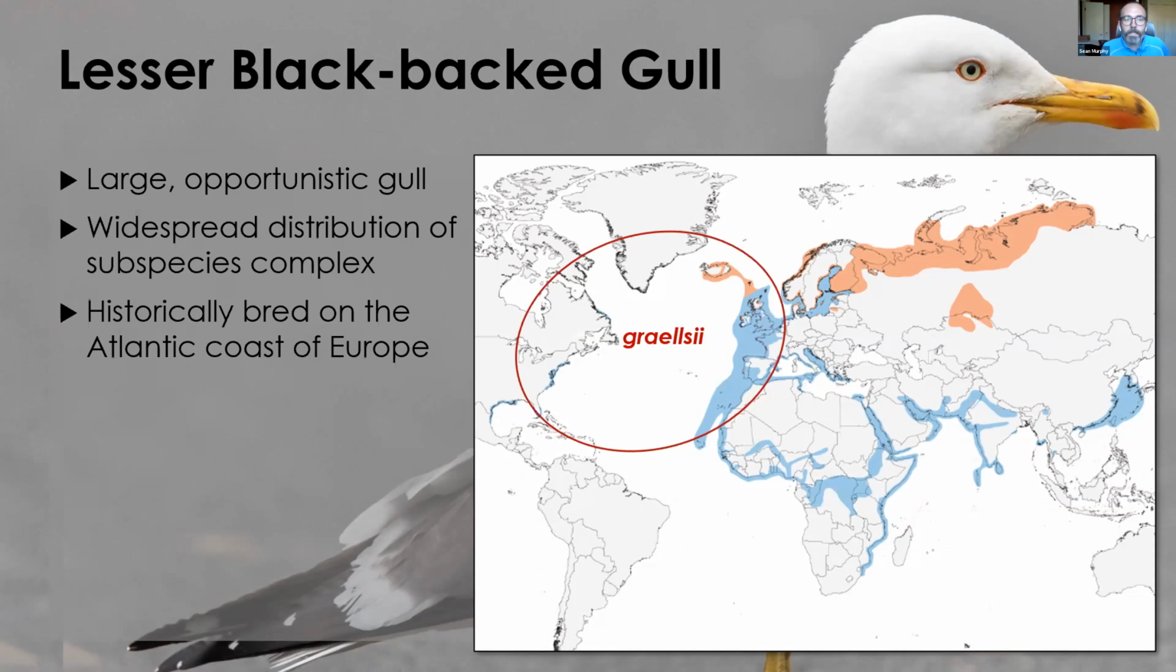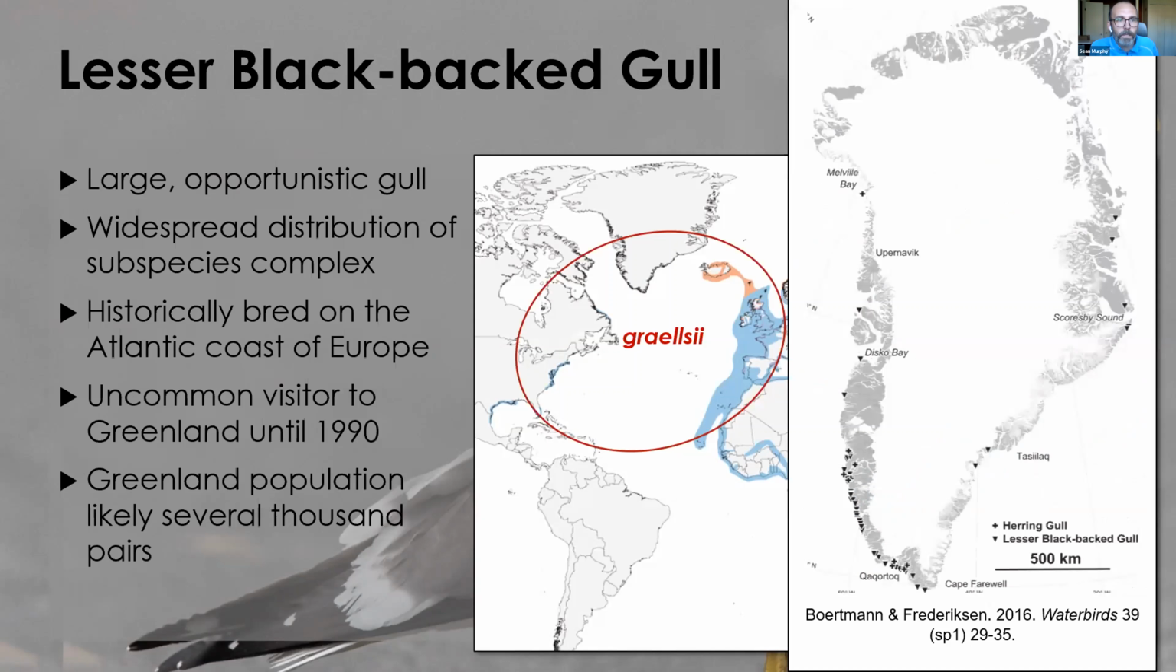So this is really where our story begins, but you can see on this Birds of the World map that Greenland is devoid of any data. So let's take a closer look at some more recently published data about Greenland. Prior to 1990, it was an uncommon visitor. And in a Waterbirds special publication in 2016, Bortmann and Fredrickson suggested, without a formal survey across the entire island, that it appears that several thousand pairs now nest in Greenland, with a particular concentration in the southwestern coast.